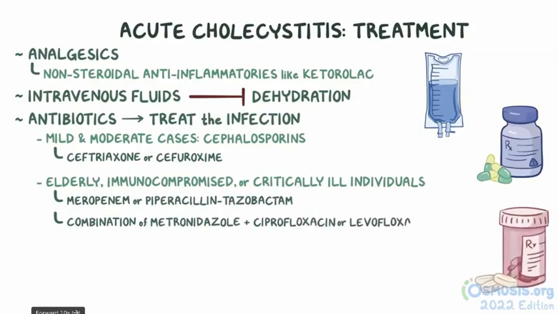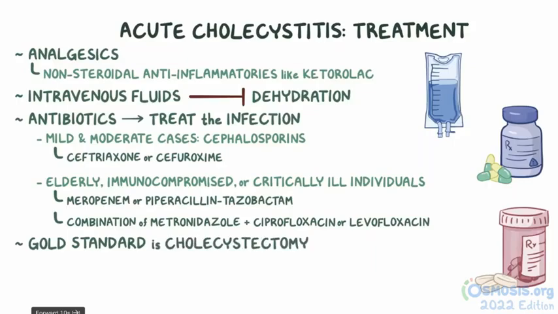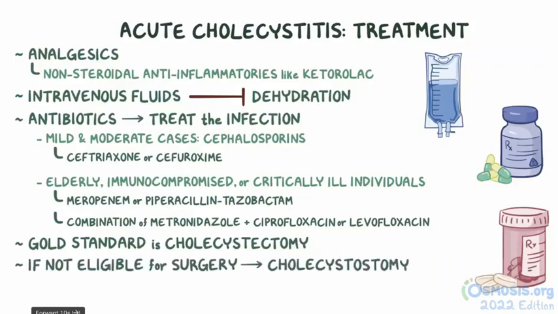ciprofloxacin or levofloxacin. Like cholelithiasis, the gold standard of treatment in acute cholecystitis is cholecystectomy, which must be performed as soon as possible. If the individual is not eligible for surgery, then a cholecystostomy can be done, which is where a percutaneous catheter is placed in the gallbladder to allow it to drain out.